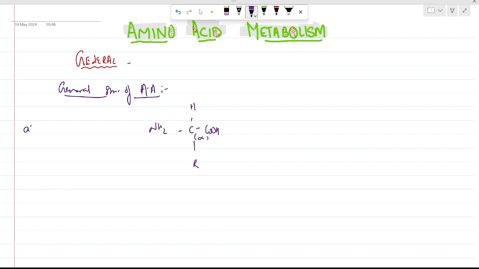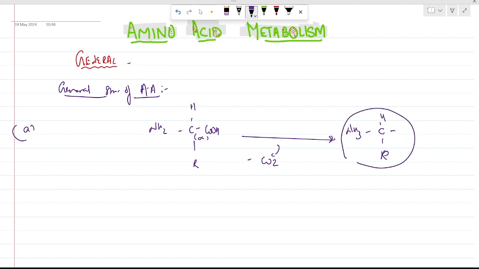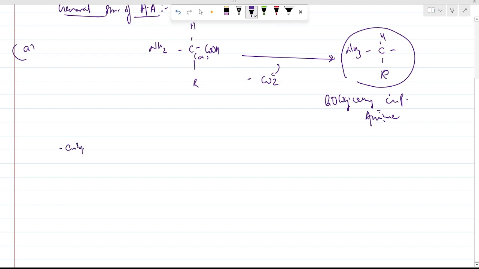This is the first reaction we are discussing. This amino acid is decarboxylated, so it will form this compound, at the alpha carbon. This compound will be formed. This is a biologically important amine.